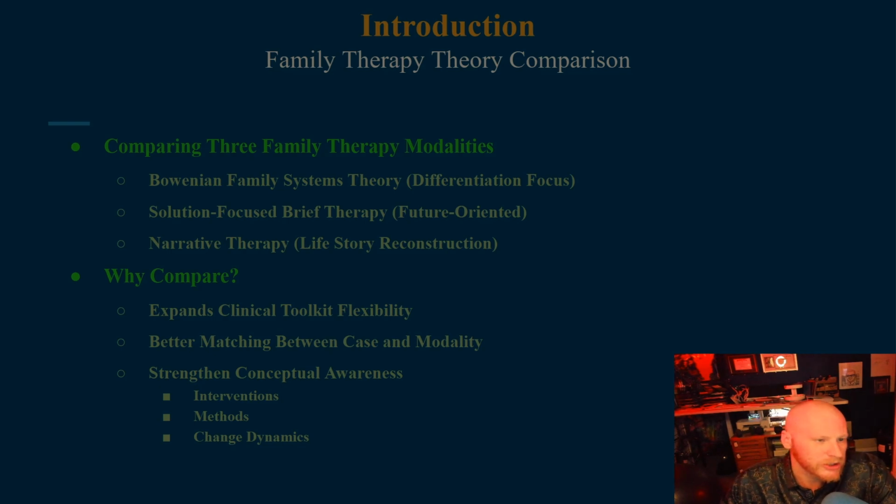First slide, introduction, family therapy theory comparison. So comparing 3 family therapy models. This is going to include the Bowenian family systems theory, which is more of a focus on differentiation. This is also going to include SFBT, which is very future oriented. This is also going to have narrative therapy, which has the life story reconstruction, where we try to have them tell a story and try to construct it for something new.